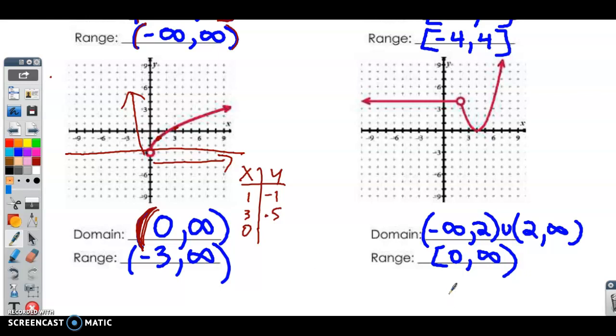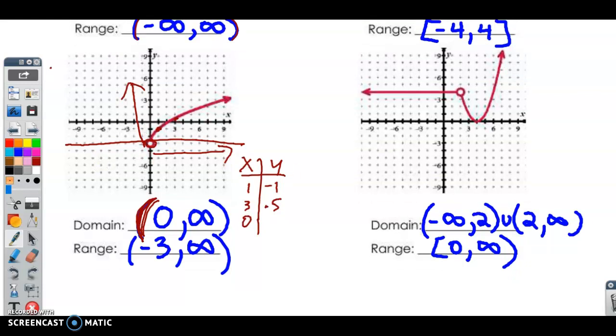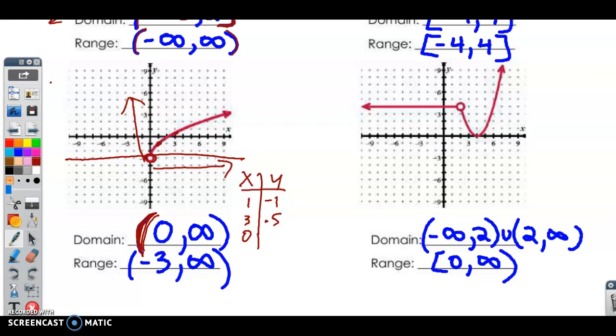But we're not including negative 3 because there's a hole there. And I think the last example on this page, the domain could be everything except for this x value right here. What is that? Looks like 2.